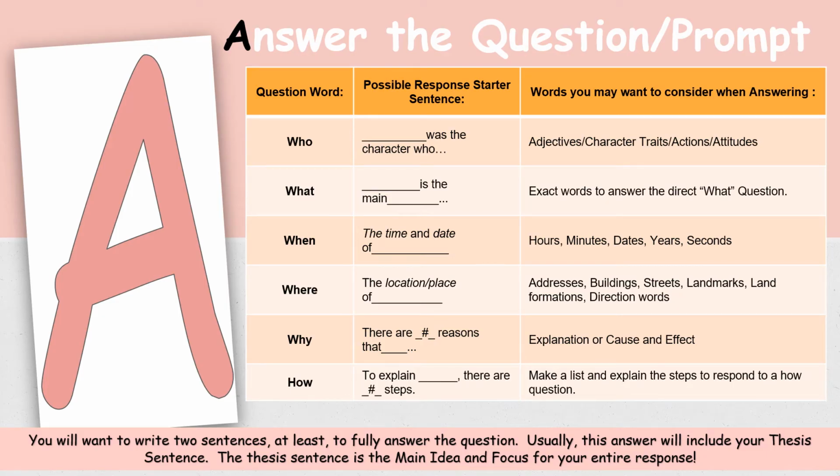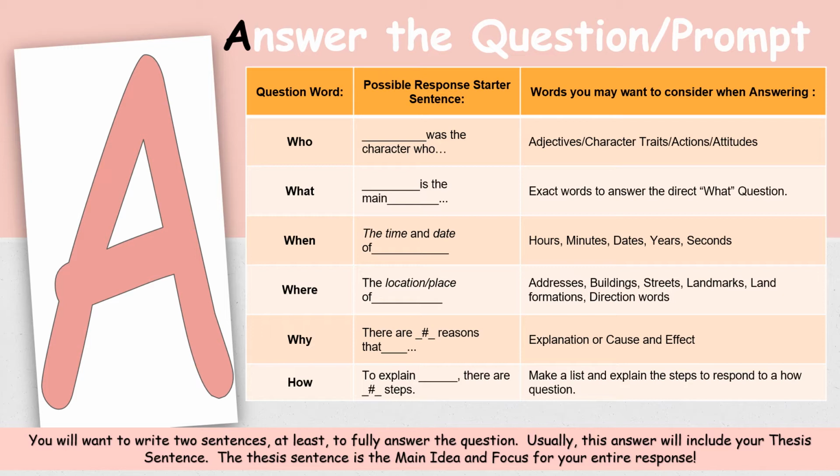The second letter of the word R.A.C.E.R is an A. The A represents answer. Answer the question or the prompt. We know that the question words are who, what, when, where, why, and how. Now, if you look at this diagram, you have a few possible starters on how to answer a who, what, when, where, why, or how question.